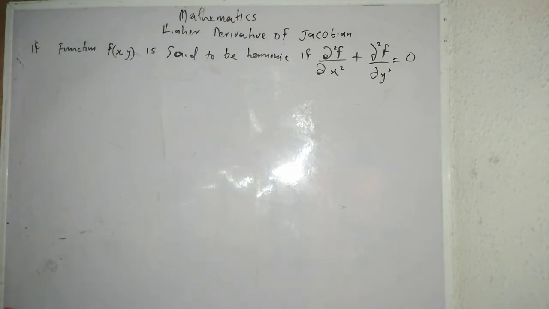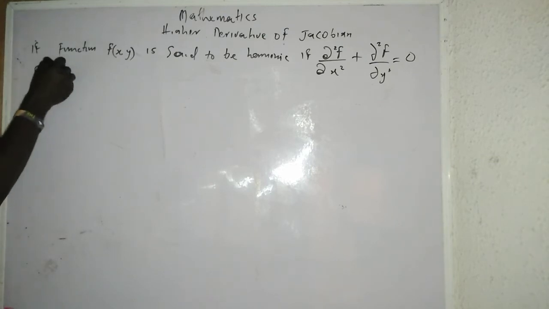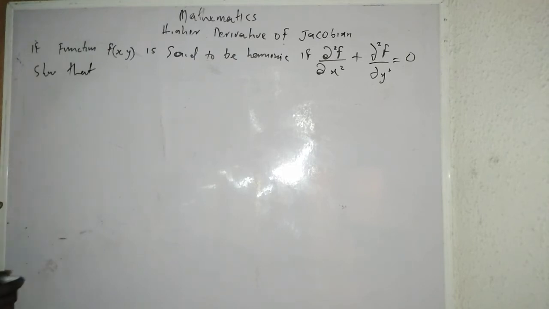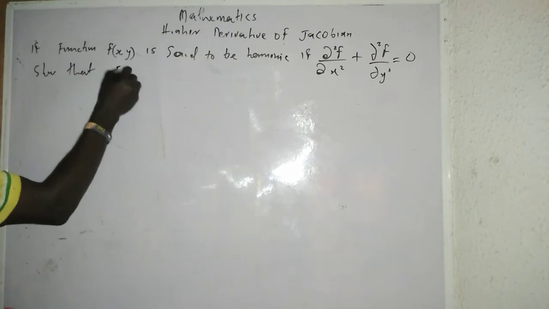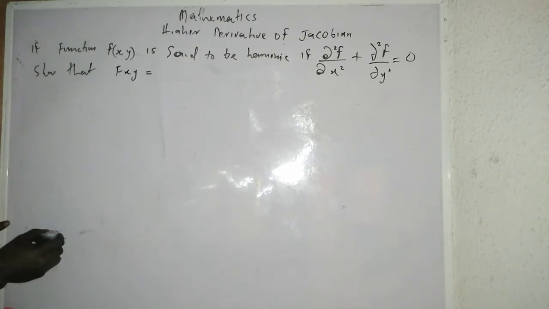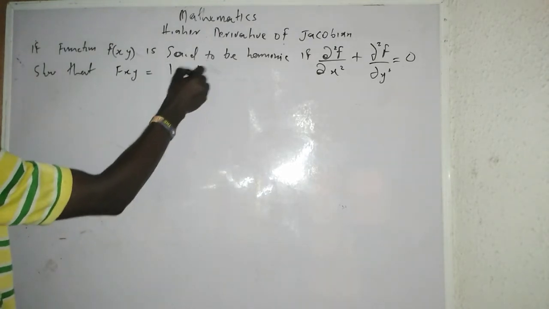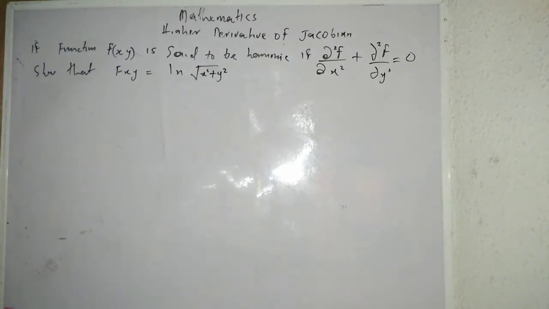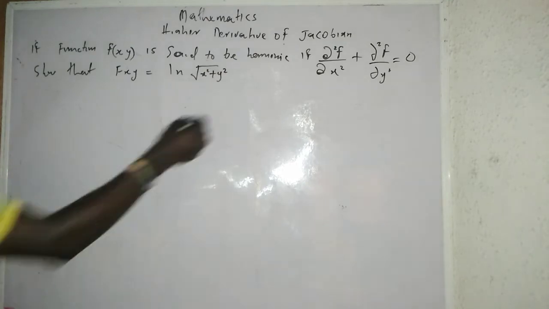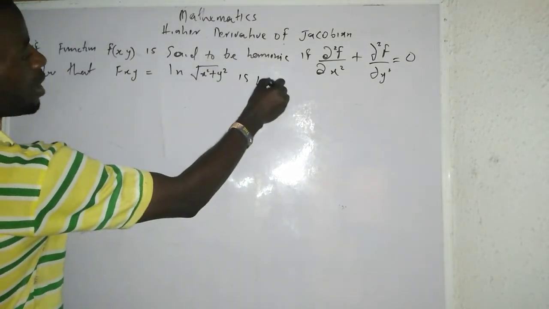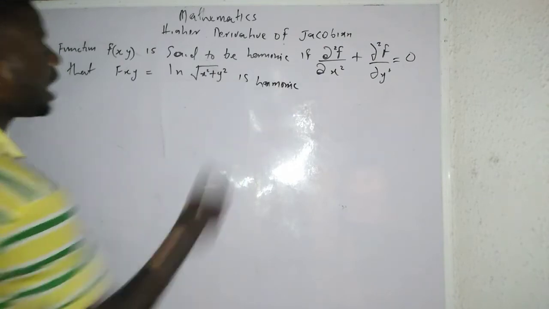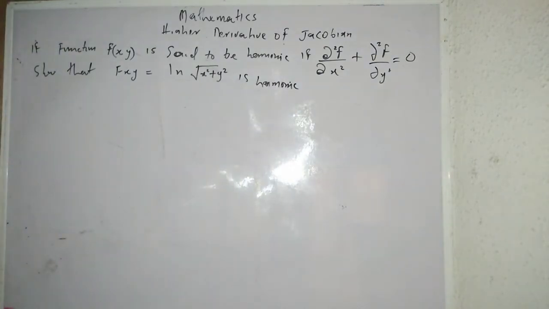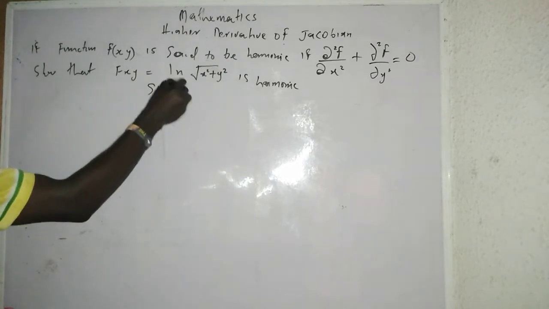Now, show that f of x y equals to ln root of x squared plus y squared is harmonic. Now, harmonic function means that function, the sum up is what? Is 0. Now, solution. This is very simple.